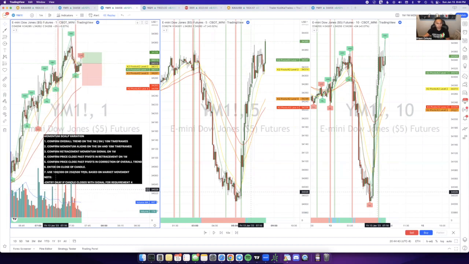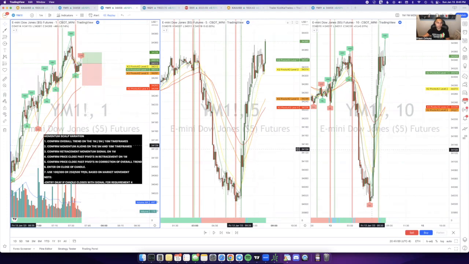So looking at requirement one here, first you want to confirm the overall trend on the 1 minute, 5 minute, and 10 minute time frames. So starting with the 1 minute here, you can see that price is bullish because price is above the pivots. Pivots are angling up, and the trend meter down below is green. This is going to confirm a bullish trend.